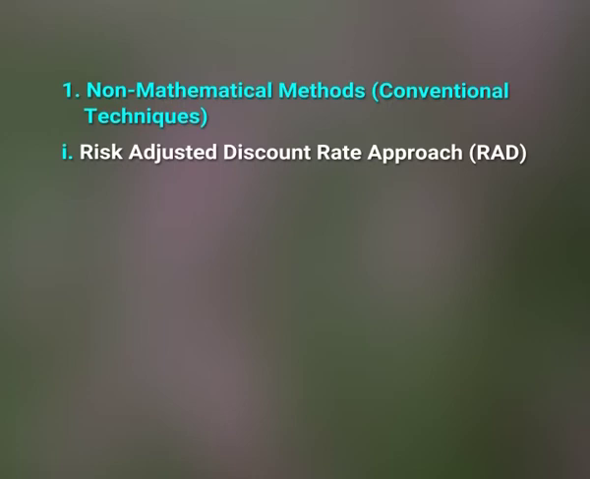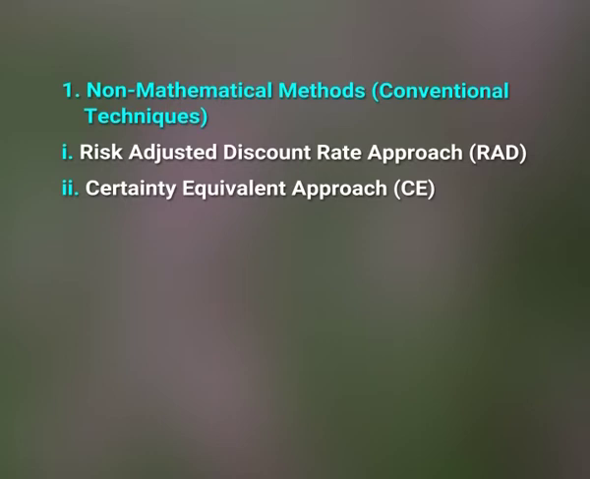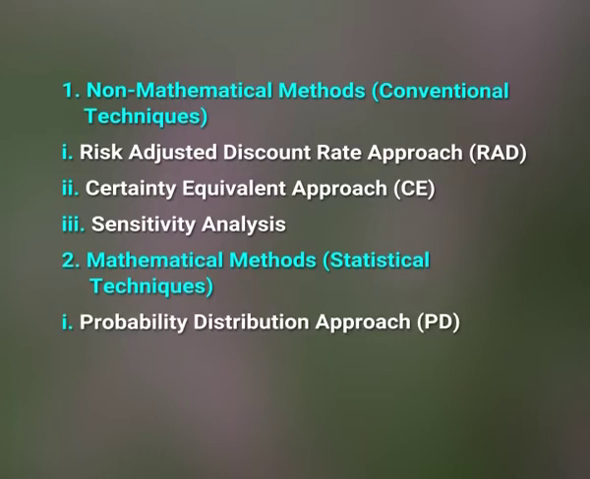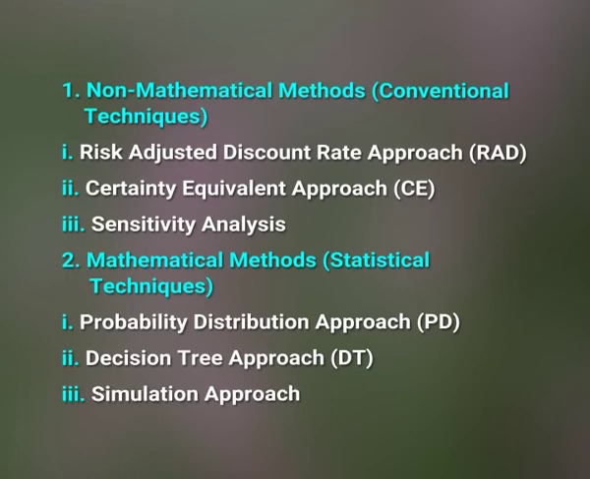There are two methods of incorporating risk in capital budgeting. The first one is non-mathematical methods, also known as conventional techniques. Under this, we have first, the risk-adjusted discount rate approach. The second one is the certainty equivalent approach. Third is sensitivity analysis. Then the next method is mathematical methods, which are also known as statistical techniques. Under this, we will be dealing with the probability distribution approach, the decision tree approach and the simulation approach.